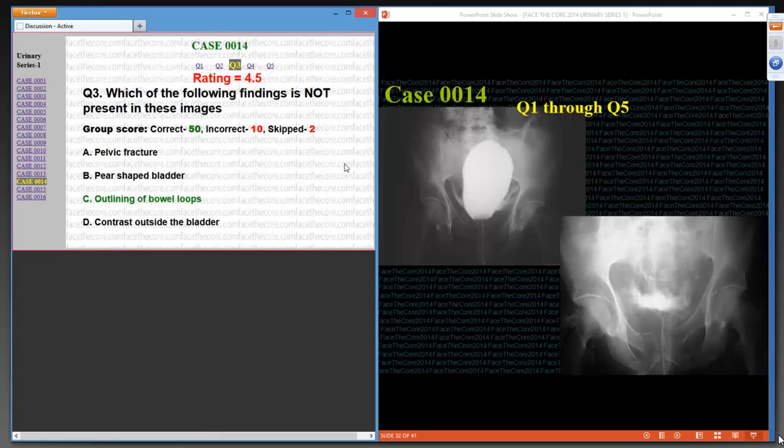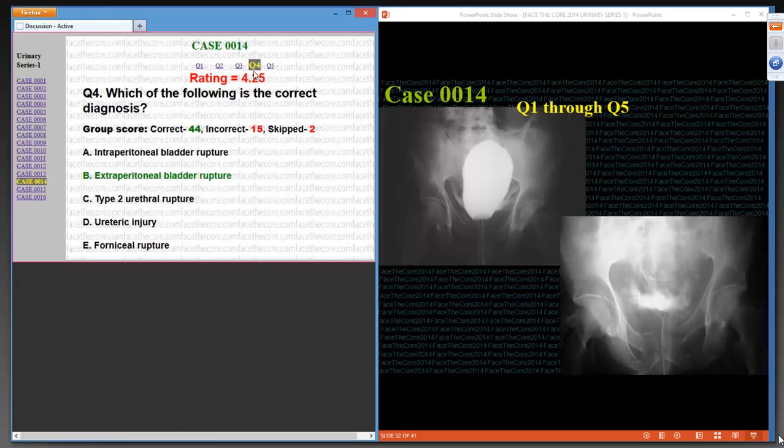So which of the following is not present in these images? There is a pelvic fracture here. The bladder is pear-shaped, and there is contrast outside of the bladder. What you're not seeing is outlining of the bowel loops. Why? Because this is an extraperitoneal bladder rupture. And that is the correct diagnosis.